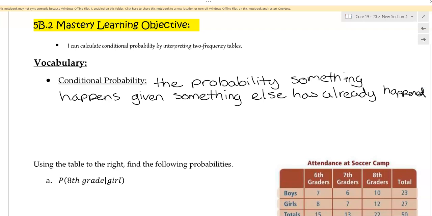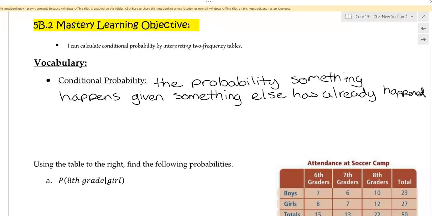Okay. The best example I have of this is the probability of passing a test given that you studied. Your probability of passing a test given you study is going to be higher than your probability of passing the test given you didn't study, right? So depending on what you've done before, it can change the probability of what's going to happen in the future. Okay? So we call that conditional probability.